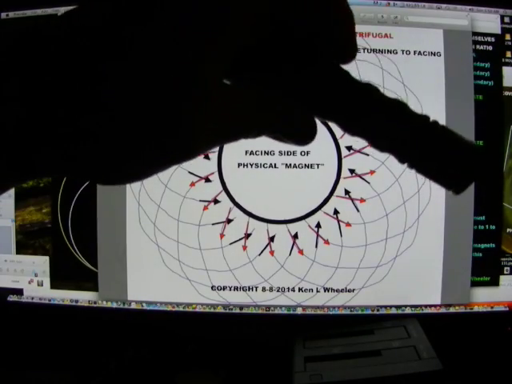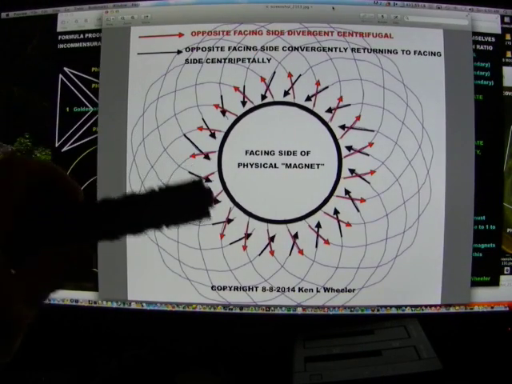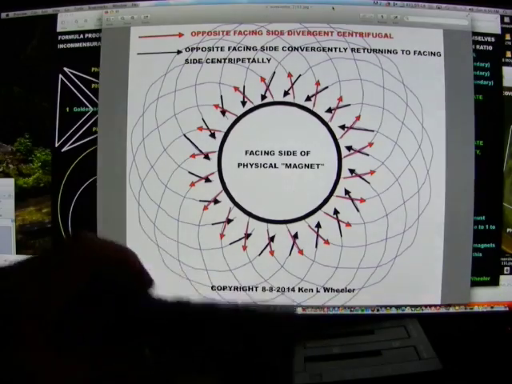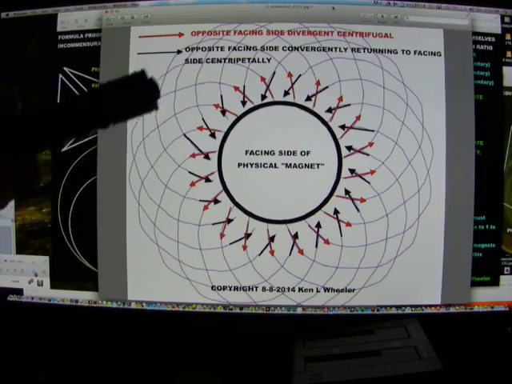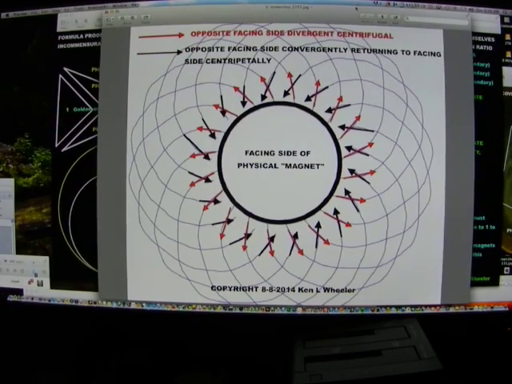But this is, not this image, but this is mean field divergence. In other words, obviously there is divergent magnetic radiation far beyond this boundary, but this is the mean divergence given a perfect magnet, perfect ideal conditions. This is the model.